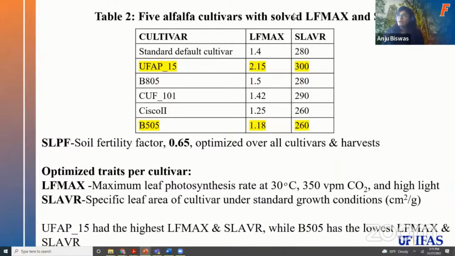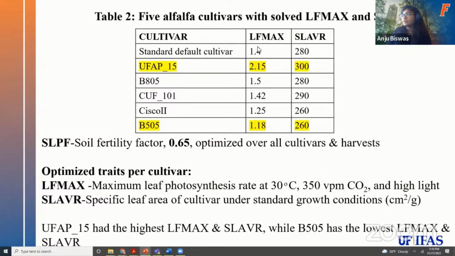And we did that calibration based on our optimized soil fertility factor here. I would like to explain a little bit about the soil fertility factor. The default soil fertility factor was 0.95, almost around 1. The soil fertility factor ranges from 0 to 1. When you go close to 1, that means the fertility level is high. In our case 0.65, that means our soil fertility level is moderate. So based on the soil fertility factor, we optimized 2 different traits.